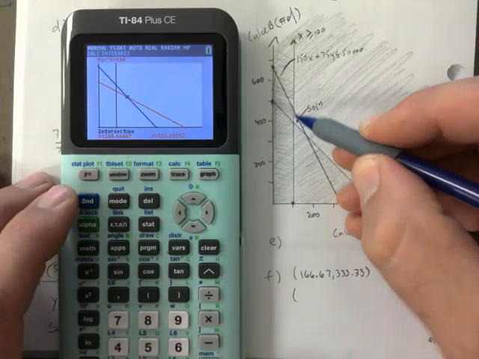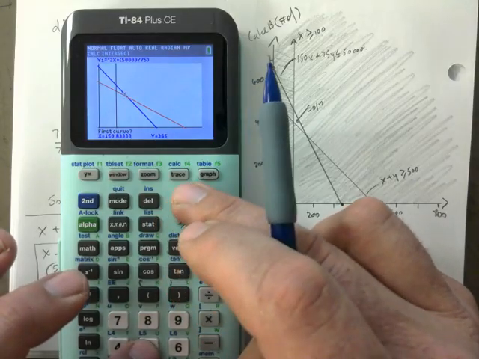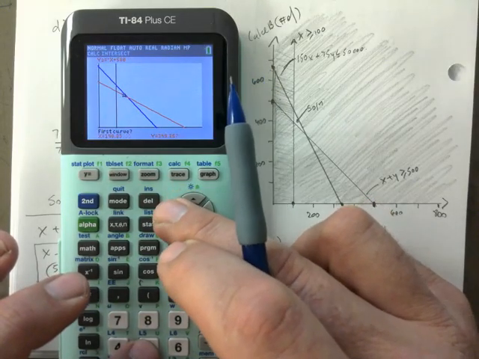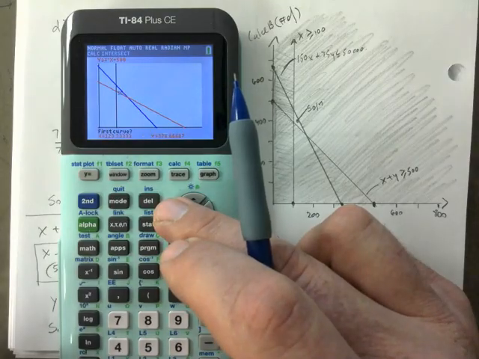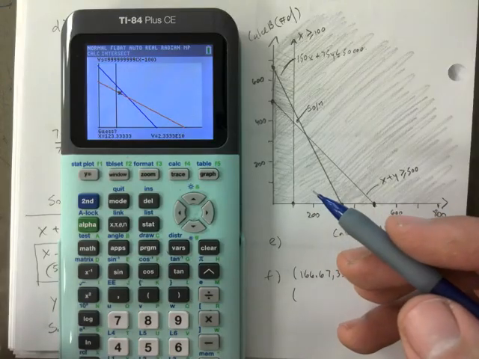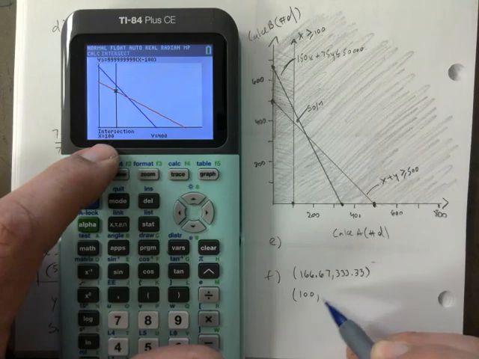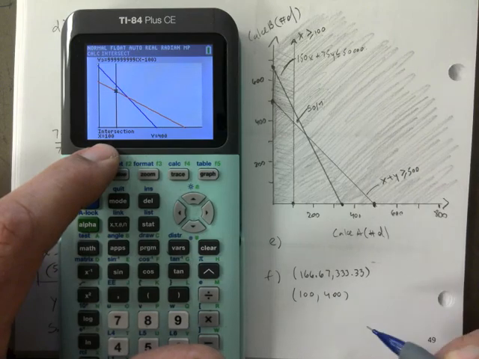So between the red and the black. So second trace 5. I'm going to jump to the red one. Select, and then it jumps automatically to the black for me. So I'm just going to hit enter there and enter one more time, and it is 100, 400.